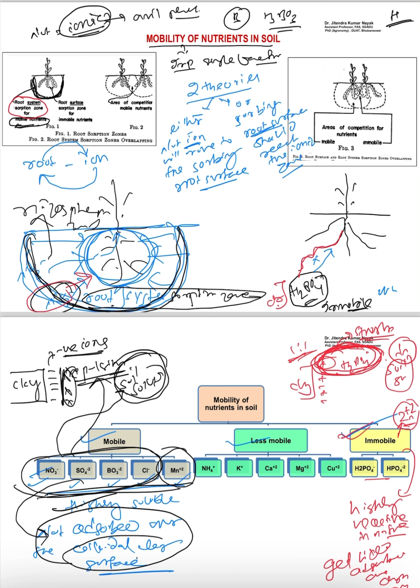So the root system will elongate and reach the ionic zone, and there will be an exchange between the ions. So in the case of immobile nutrients, for their availability, the root should elongate and reach the ionic zone. But in the case of a mobile nutrient, as it is mobile in nature, it will directly move to the root surface.